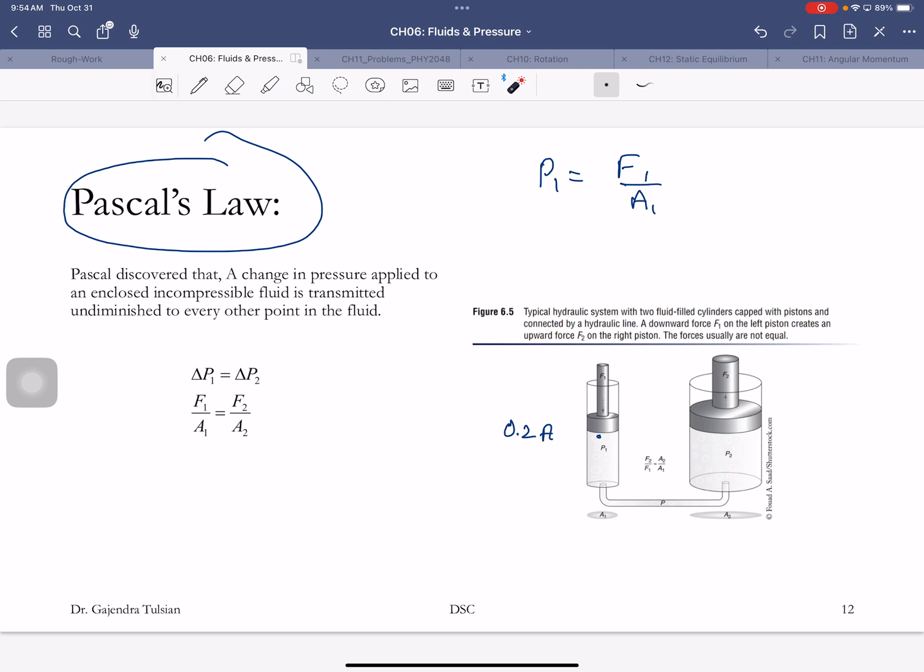You have an enclosed fluid. At any point, you increase the pressure by a certain amount. At every point, the pressure increases by the same amount. So the pressure here also increased by the same amount. Okay? And you're pushing this piston with a force of F2 divided by A2. So that has to equal that. Well, what is the point of this? So now I'm going to solve this. I'm going to solve for F2. F2 will be, I'll bring A2 over there.